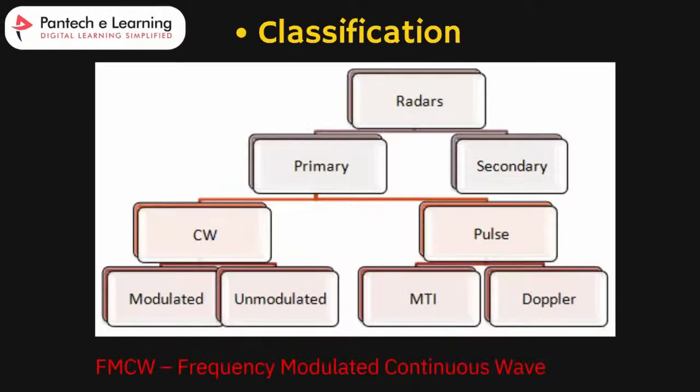And then the classification of radar. There are two classification types. One is primary radar and another one is secondary radar. In primary radar, we have two types.